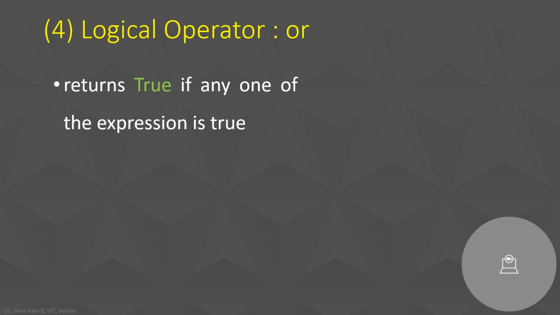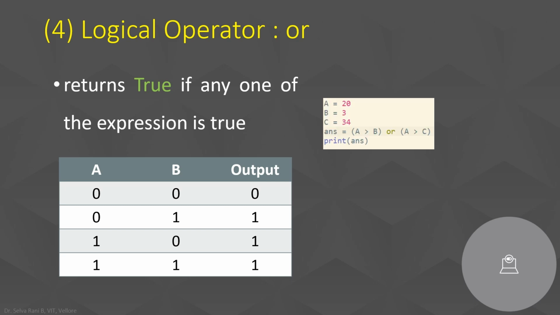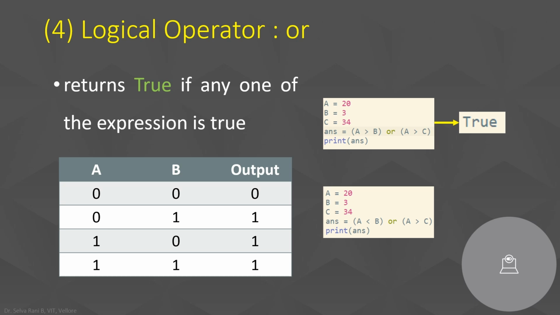OR is in contrast with AND, it will return true if any one of the expressions is true. So this is the syntax for the expression, and this is the truth table. If any one of the expressions is true, OR will return true. Here A greater than B or A greater than C will give us the result true. And A less than B or A greater than C will return the value false, since both the expressions are false.